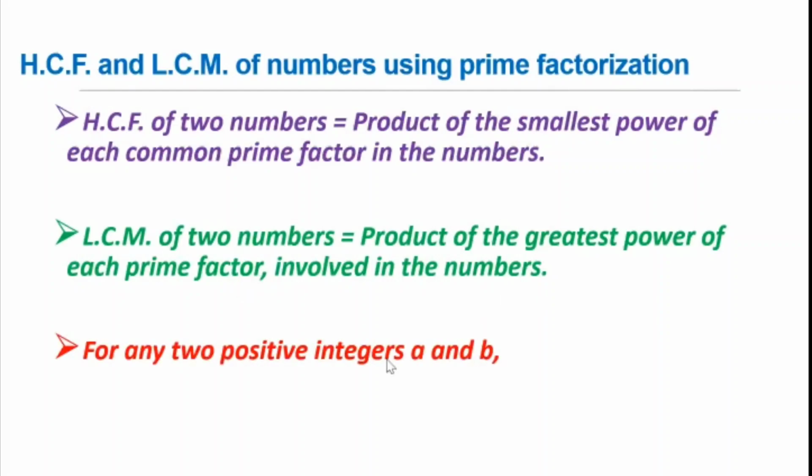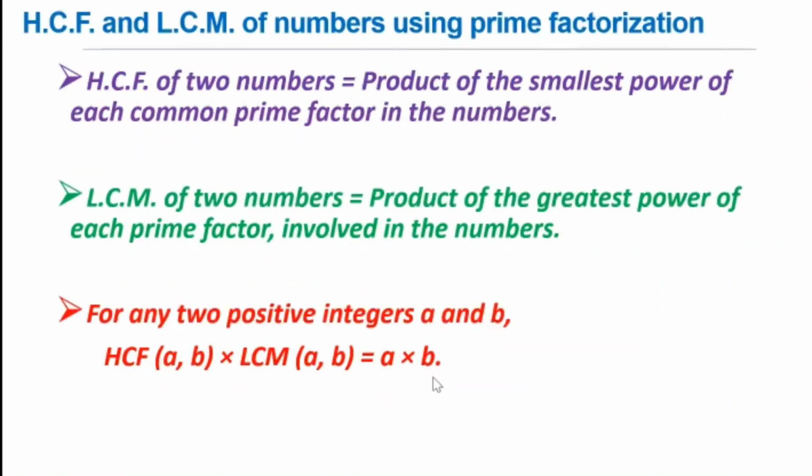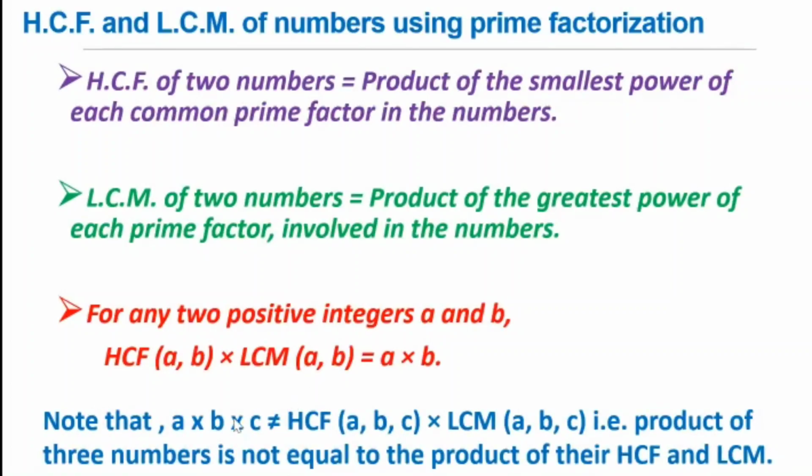Also, for any two positive integers a and b, I have a very important result. If I have two positive integers a and b, then the product of HCF and LCM is equal to the product of the two numbers. Ensure that when I'm having three numbers, this relationship does not hold. So I cannot say that if I have A, B, and C as three numbers, the product of their HCF and LCM will be equal to the product of the three numbers.